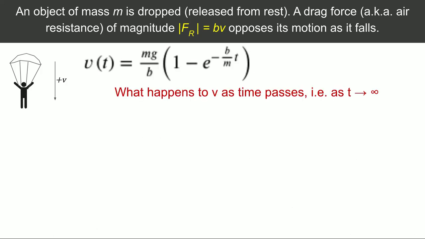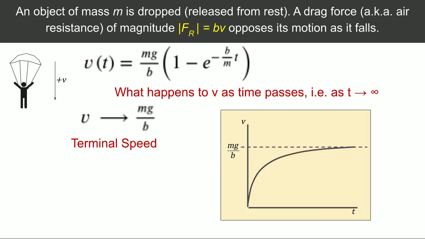So let's imagine what happens as time passes and t gets large. As it did before, when t gets large, we are taking e to a very large but negative number. So it's like 1 over a very large number, meaning this whole part of the equation goes to 0. And so all we've got left is mg over b times 1, or mg over b. So what's happening here is that our velocity is approaching this value mg divided by b. And we call this the terminal speed.